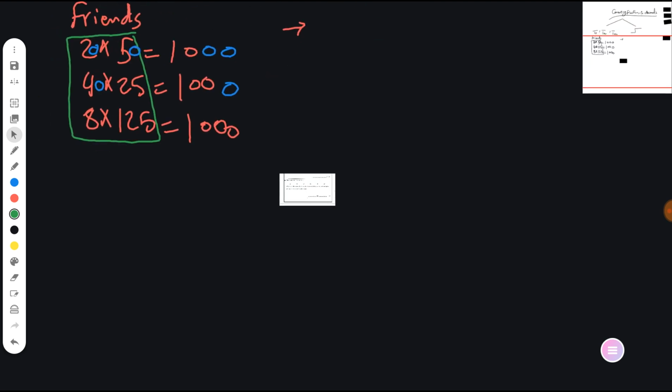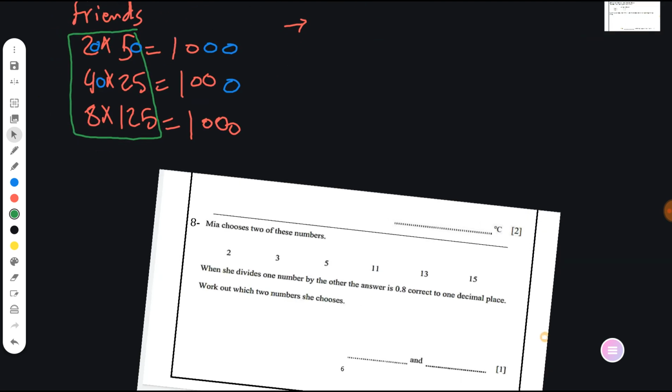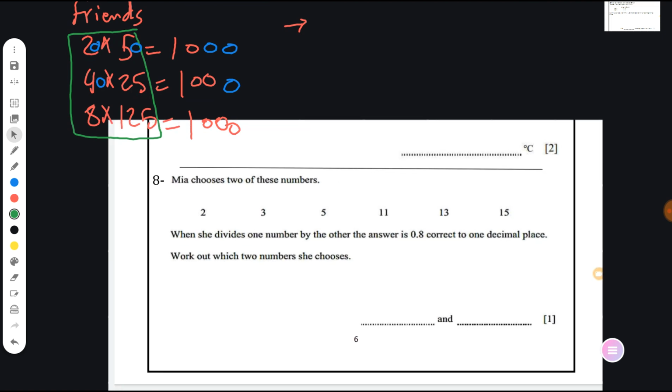Another question about the same idea from paper 2. You can use the calculator here. We need to find two numbers from these numbers. Okay, if we divide them together, you'll find the answer is 0.8. The number is a decimal here.